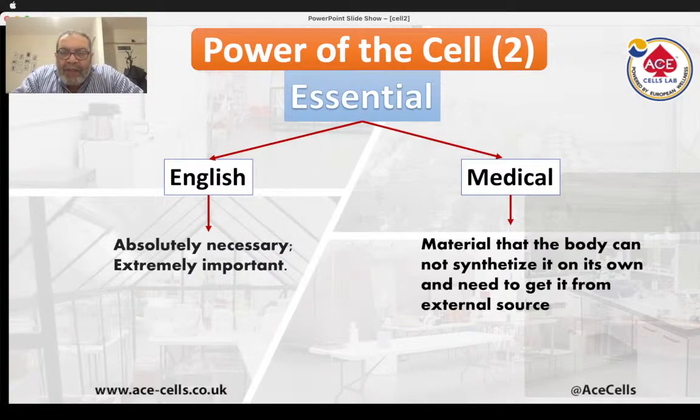This is why the body synthesizes it inside it. However, from the medical point of view, it is not essential. So, essential in medicine means it's a material the body cannot synthesize on its own. From this point, we divide the amino acids into two different types: essential amino acids and non-essential amino acids.